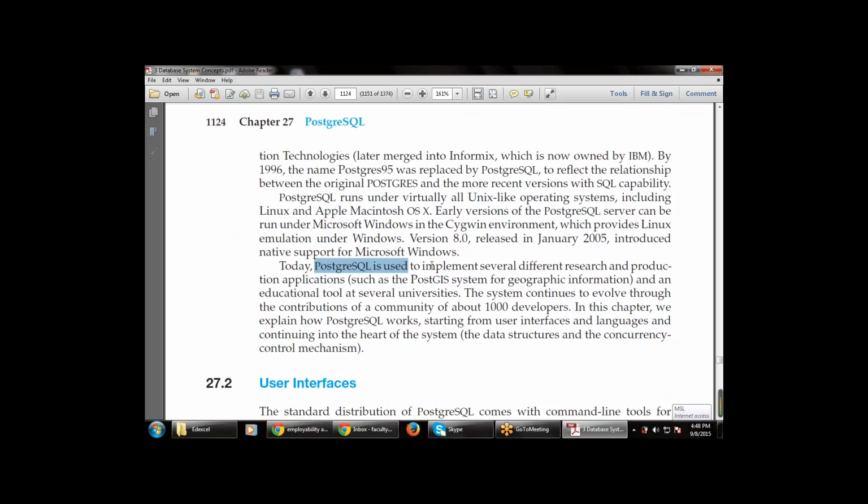Today, PostgreSQL is used to implement several different research and production applications, and as an educational tool at several universities. The system continued to evolve through the contributions of a community of about 100 developers. In this chapter we explain how PostgreSQL works, starting from the user interfaces and languages and continuing into the heart of the system.